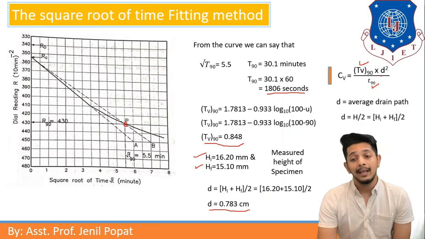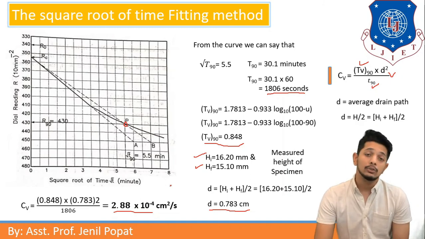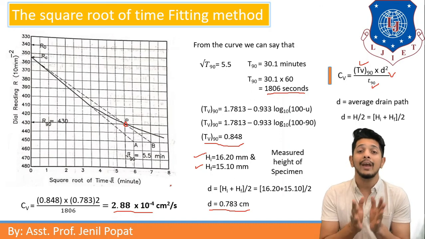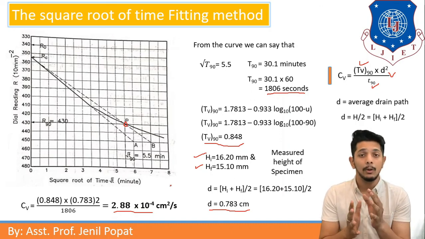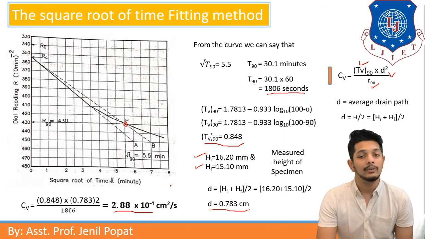Now I have the D value, T90 value and TV90 time factor value. Now I can calculate CV from this equation. Putting all the values, I get the answer as 2.88 into 10 raised to minus 4 centimeter square per second. So this way I can find out the coefficient of consolidation of any laboratory experiment from similarity of the theoretical curve as well as the laboratory curve. I hope you are clear with this method.